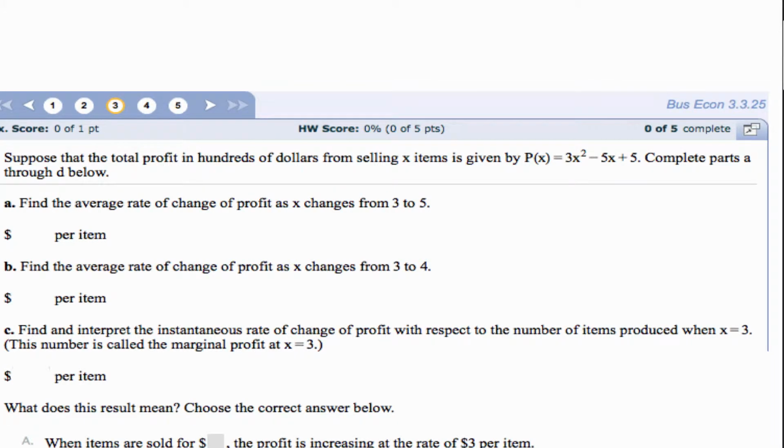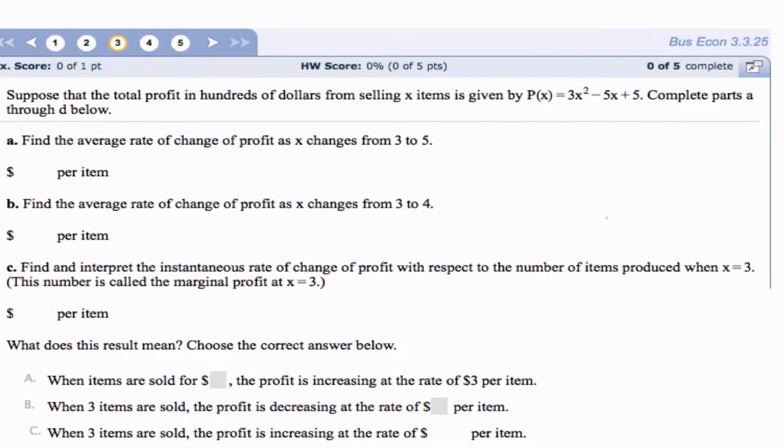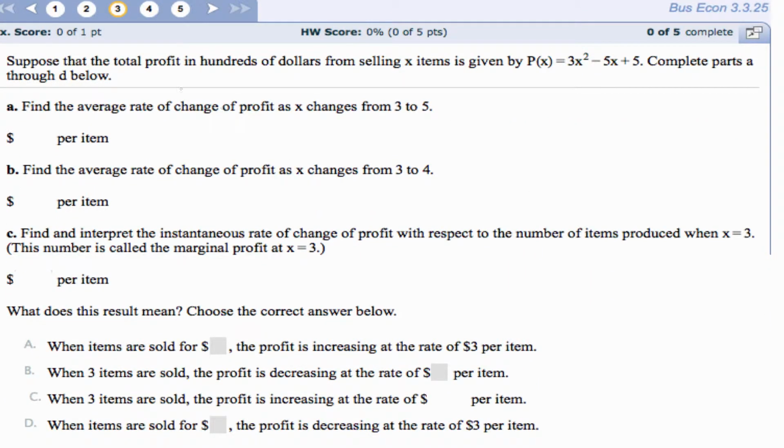Hello. Take a look at this problem. It's a nice example here. Kind of leads us into why we're studying this in the first place. Okay, here we go. So suppose we have this profit. Suppose a total profit in hundreds of dollars from selling X items is given by this polynomial, to complete parts A through D below.